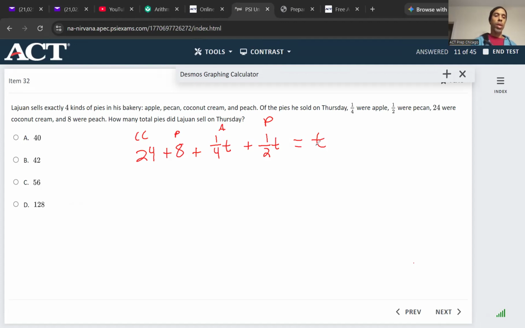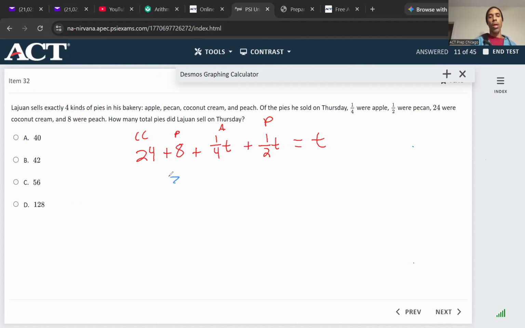You could use the answer choices too. If you do 56, you take a fourth of 56 and half of 56, add together, and you should get 56, right? Just plug them in. Let's say you said 40. A fourth of 40 is 10, and 24 plus 8 is 32, plus 10 would be 42. But you're saying 40 is your total, so that wouldn't work. When you add everything up, it should equal the same total you plugged in. But algebraically, it's faster if you know how to write the equation, which we have now.